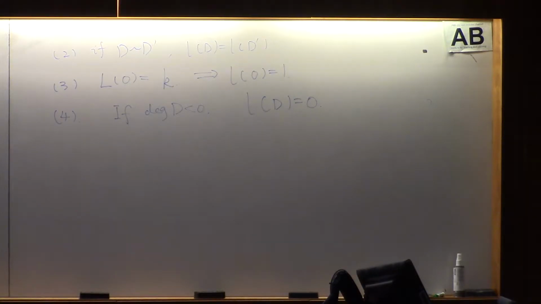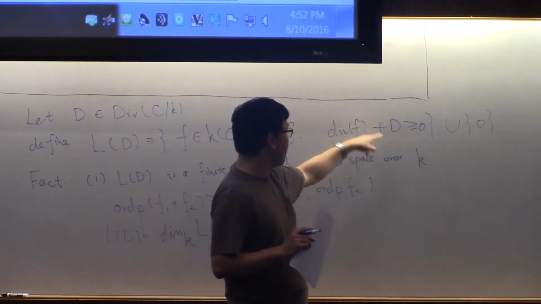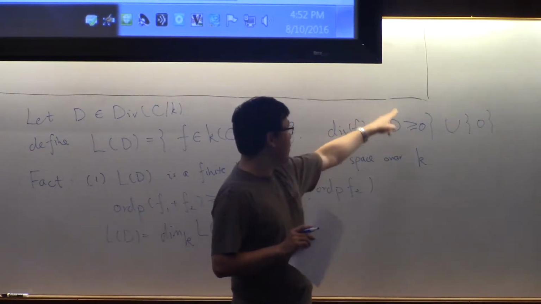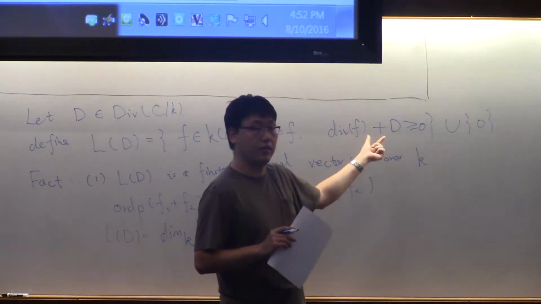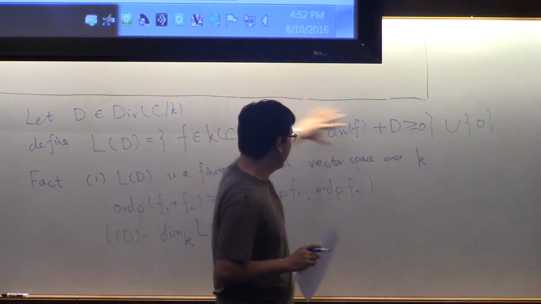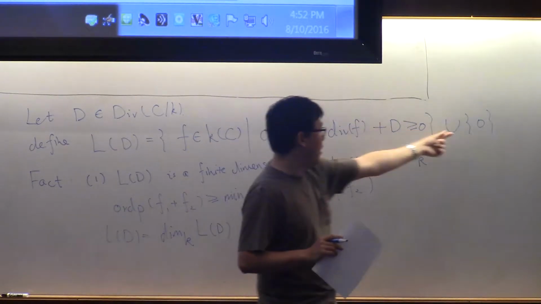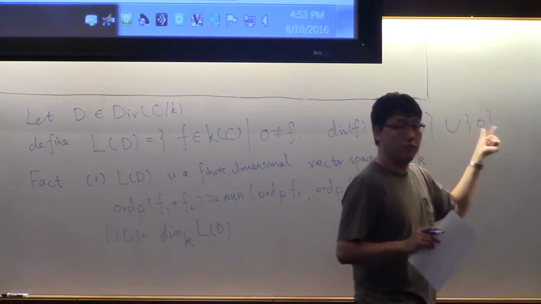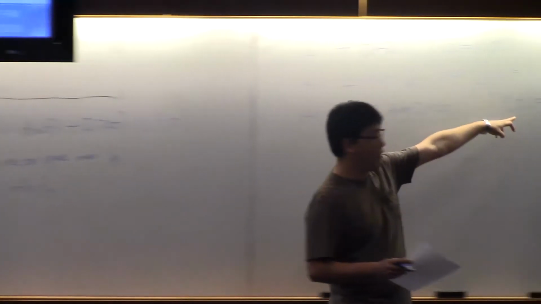Because if the sum of these two divisors is effective, in particular, its degree must be non-negative. But we know the degree of this principal divisor is 0. So the sum of this divisor should have negative degree. It cannot be effective. Okay? So in other words, it is empty for this part, and you only have 0. So the dimension is 0.